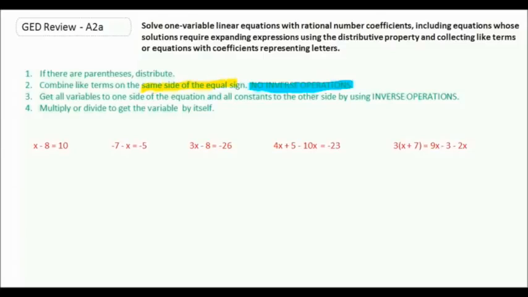The next thing is going to be to get all your variables to one side of the equation and all constants to the other side, and that's when your inverse operations will be needed. And finally, we're going to multiply or divide to get the variable by itself. Now the first example is very basic. X minus 8 equals 10. To get rid of minus 8, we must add 8. And whatever we do to one side, we need to do to the other side. So we get x equals 18.